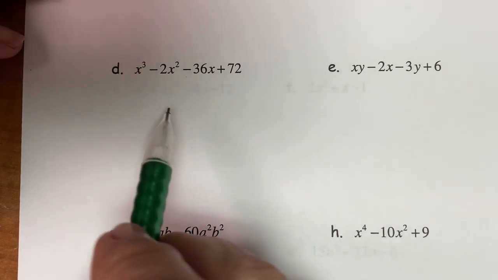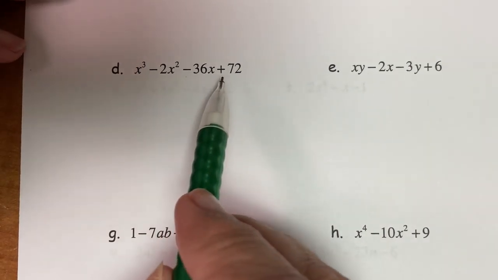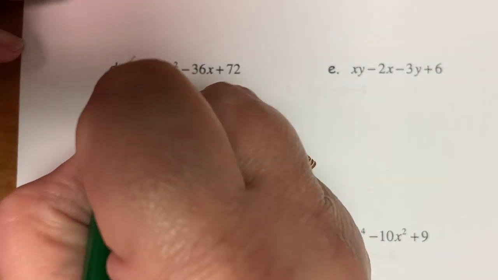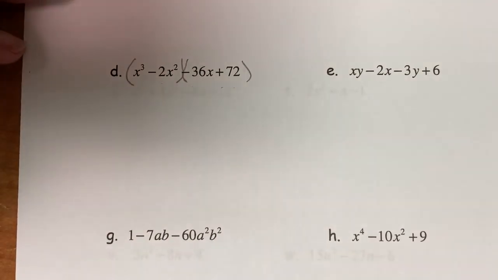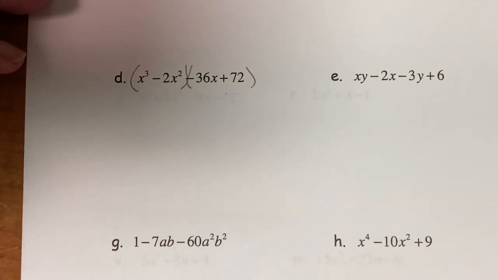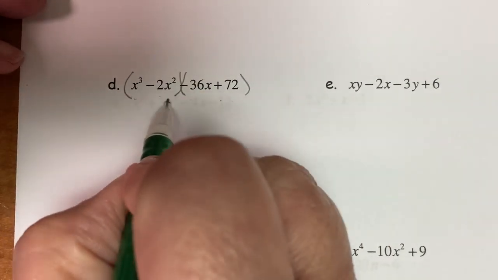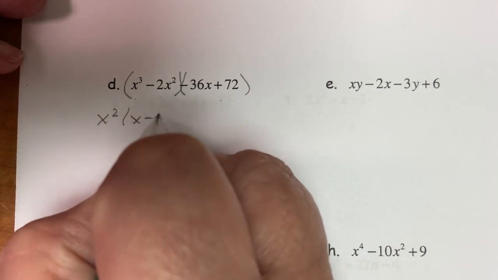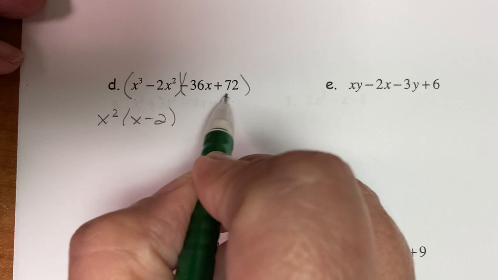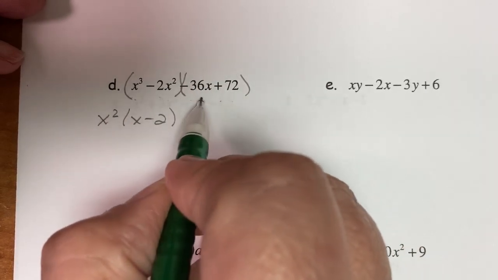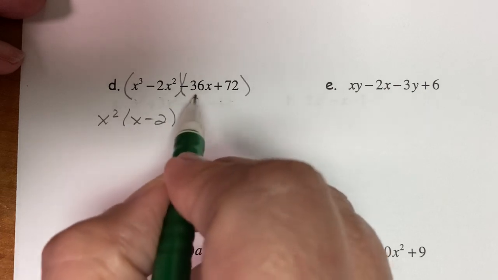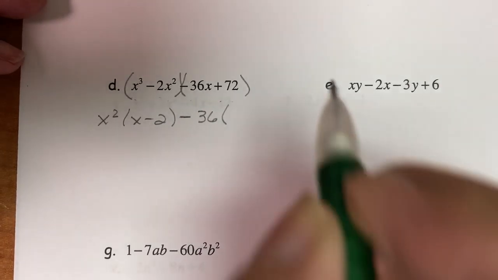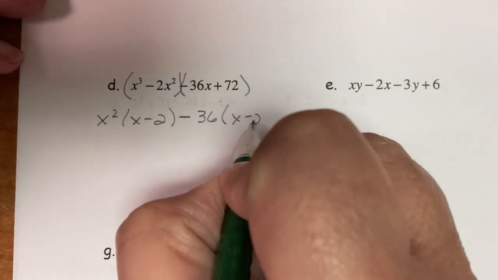If we look at D here, there is no greatest common factor for all of the terms. When you count them, you can see that there are 4. Remember, if there's more than 3 terms, you're going to do a grouping. We're going to group 2 and 2. Let's take the greatest common factor out of my first group of 2. That's x squared, which leaves me with x minus 2. Now I take a greatest common factor out of my second group of 2. I need a positive x, so that tells you I'm going to take out a negative 36, which leaves me with x minus 2.